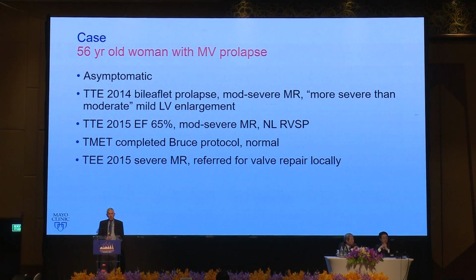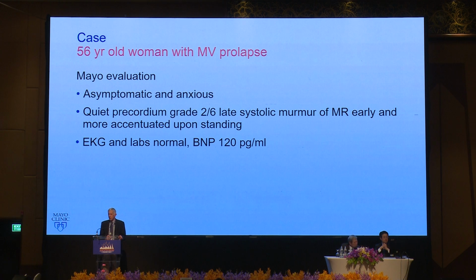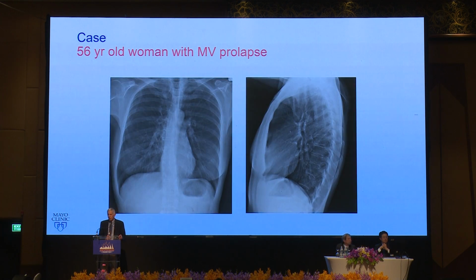This is a 56-year-old woman who was asymptomatic and referred to us. She was picked up by a cardiologist in Florida who had been following her and said she's had bileaflet prolapse. Now the regurgitation is severe. She was referred to a surgeon for a mitral valve repair. He wanted to operate. She was uncertain. She ends up going to 2 additional surgeons in New York. They both advised surgery, but she was uncertain. So she came to Mayo Clinic. She wanted another evaluation. She was asymptomatic, normal BNP. Here's her chest x-ray.